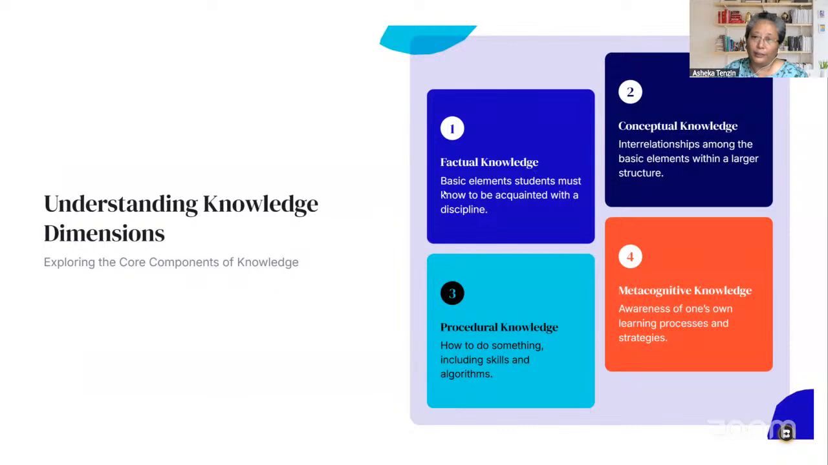In factual knowledge, there are basic elements students must know so that they are acquainted with a particular discipline. Discipline means a particular subject. Conceptual knowledge is about the interrelationships among the basic elements within a larger structure, the big ideas and how big ideas are connected. Procedural knowledge is how to do something, including skills and algorithms, so there is a certain process that you follow. And metacognitive knowledge is awareness about one's own learning processes and strategies.